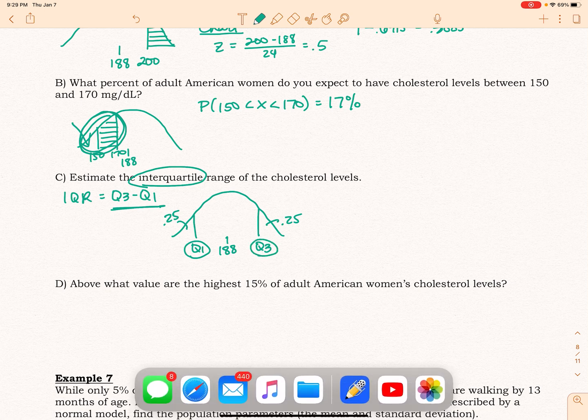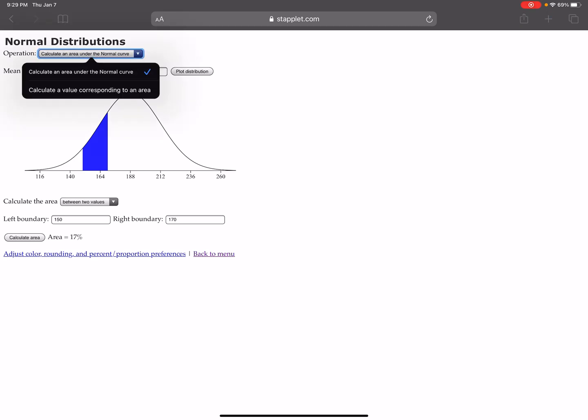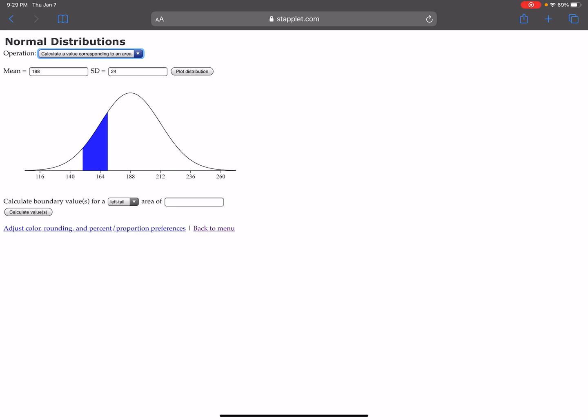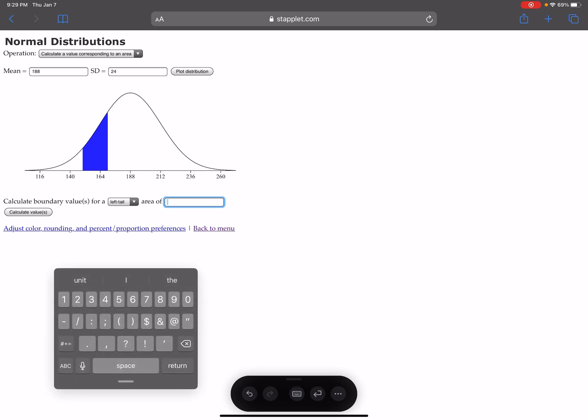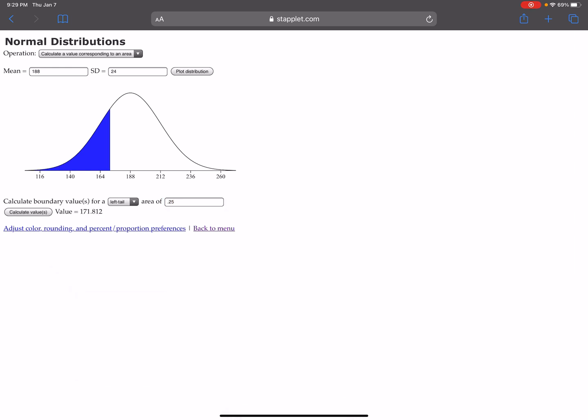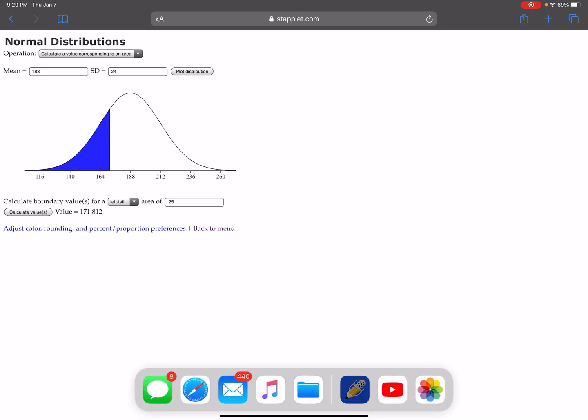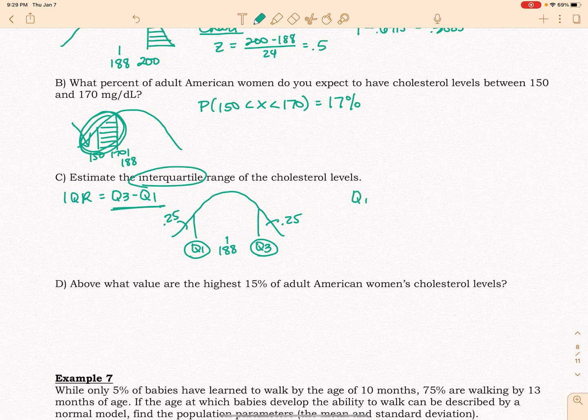So when you're finding these, you need to find these values here. So let's go to Statlet. And this time in my drop down at the top, I want to find values corresponding to specific areas. So if I want to calculate it for the left tail area of 0.25, even though that 0.25 is not shaded, it doesn't mean we still can't find the value. So I've got 171.812. Okay, so that is going to be my Q1 because I found the 25% to the left of some value, which I didn't know when I started. So Q1 is approximately 172. I'm just going to round it.